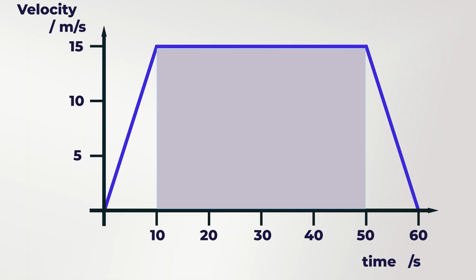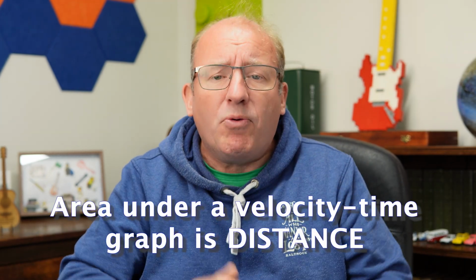Now you may have noticed that this calculation is exactly the same as calculating the area under the graph for this time. Along the bottom we have 40, up the side we have 15, so our rectangle has an area of 600. That is exactly how we do calculate the distance travelled from a velocity time graph. We calculate the area underneath it.